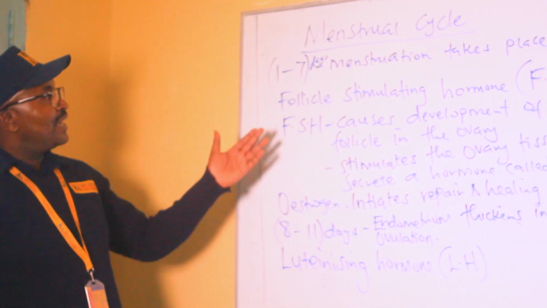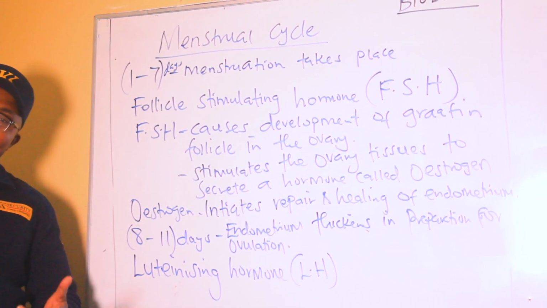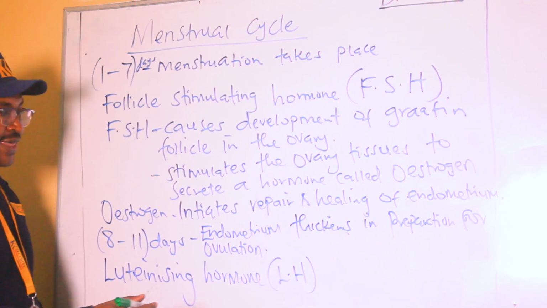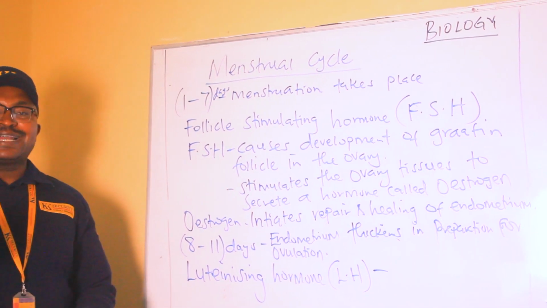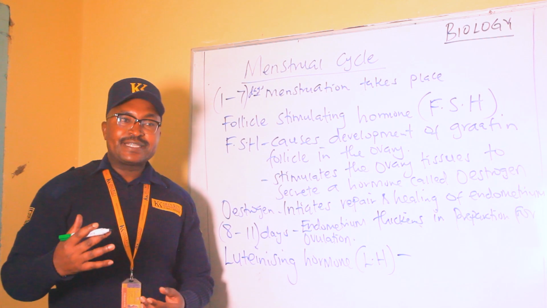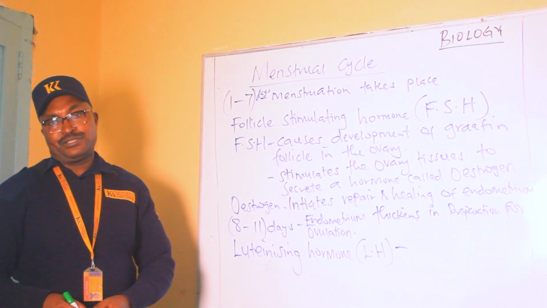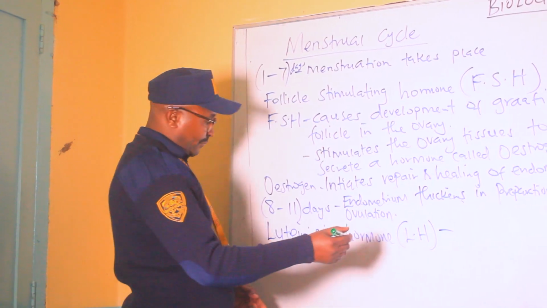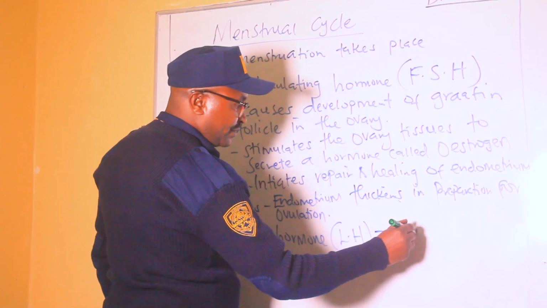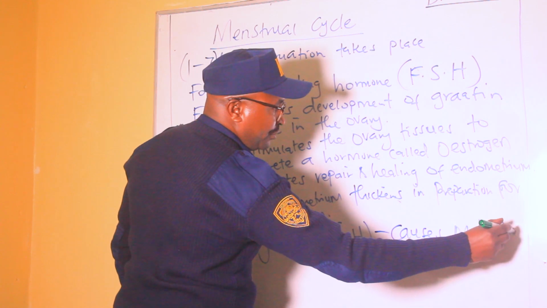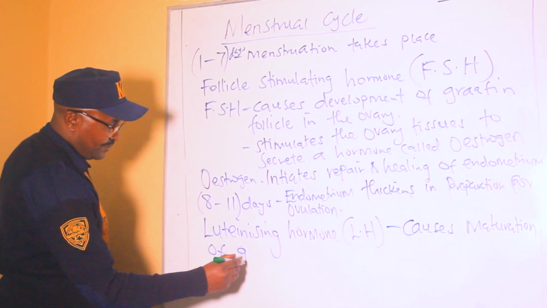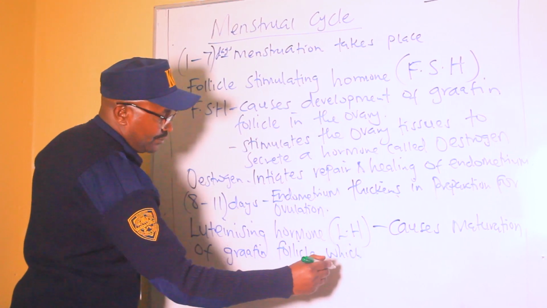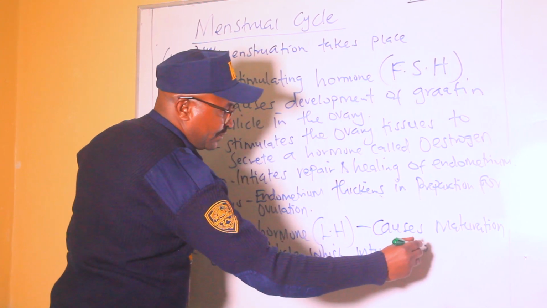Now we are talking about a cycle of 28 days. When this hormone is released, it causes the maturation of the Graafian follicle, which in turn releases the ovum into the oviduct, because at the oviduct is where fertilization takes place. So luteinizing hormone causes maturation of the Graafian follicle, which in turn releases the ovum.